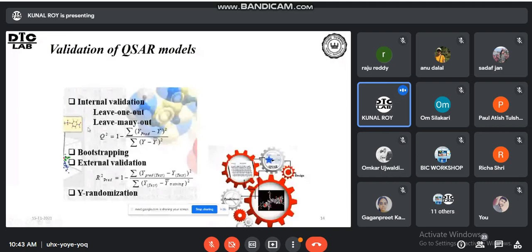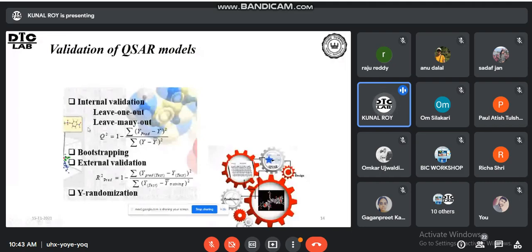For external validation, we use a test set of data, which may be a completely external data set, and then we compare the observed values, and here also the mean of the training set compounds is used in the expression of R square. We are comparing it with the mean. It should also be higher than 0.6. And we have other methods of validation also, like bootstrapping and Y randomization.